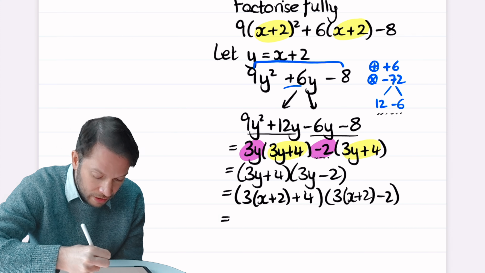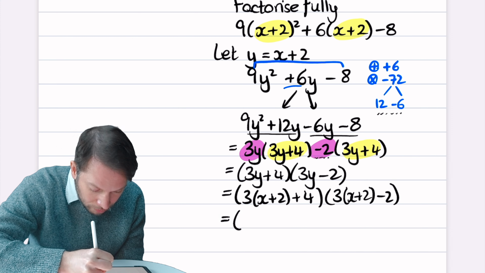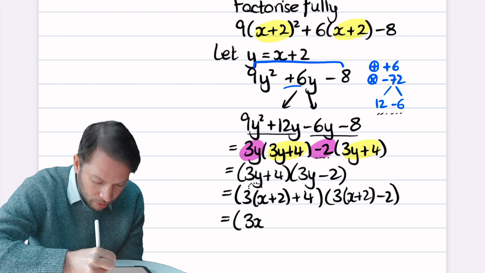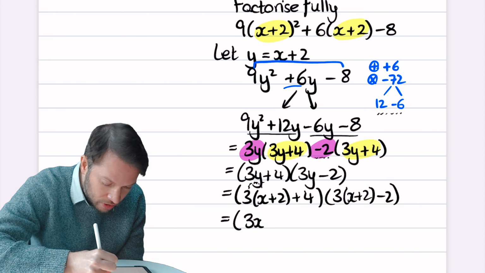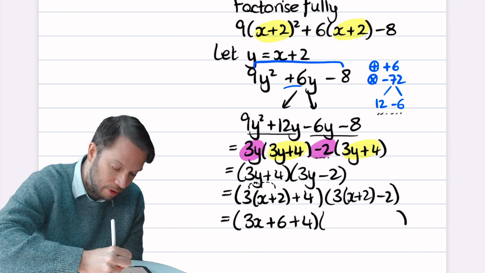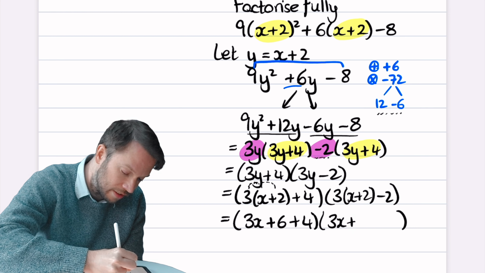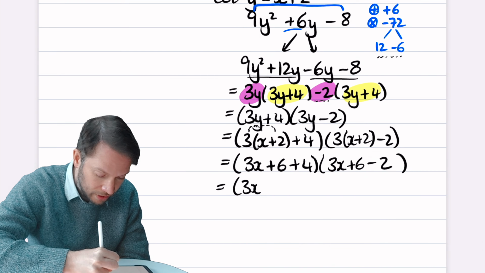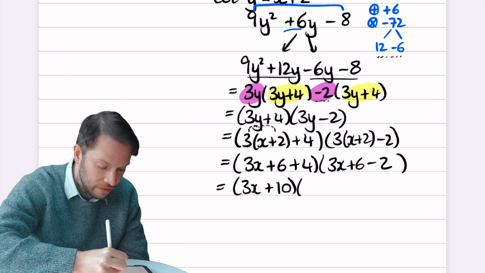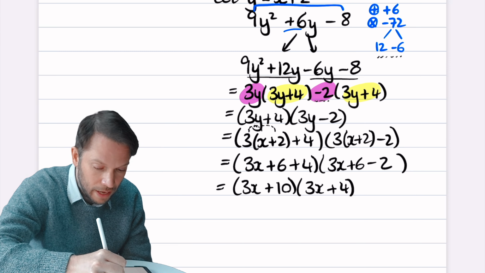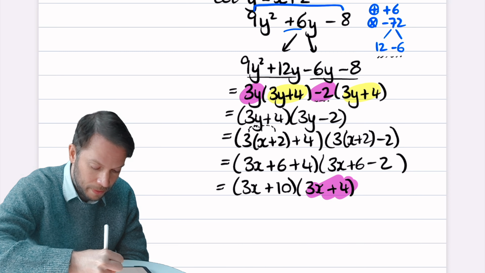because we don't want brackets within brackets. So you can see you've got 3 times x here, which is 3x. And then I've got 3 times 2, which is 6 plus 6. We've still got that plus 4. And then the second bracket, we've got 3x plus 6 minus 2. And just tidy up further. 6 plus 4 is obviously plus 10. And in the second bracket, 6 minus 2 is obviously plus 4. And that is the final answer.